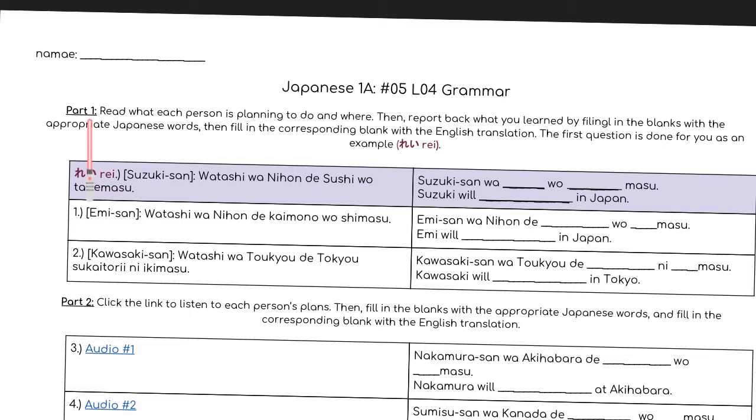Okay. Part 1. Read what each person is planning to do and where. Then, report back what you learned by filling in the blanks with the appropriate Japanese words, then fill in the corresponding blanks with the English translation. The first question is done for you as an example. Let's check out our example.